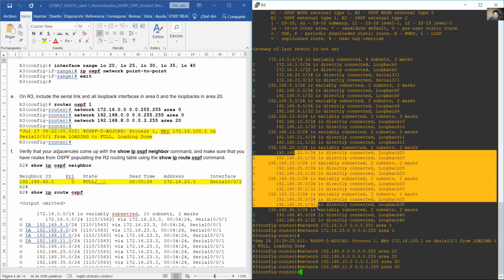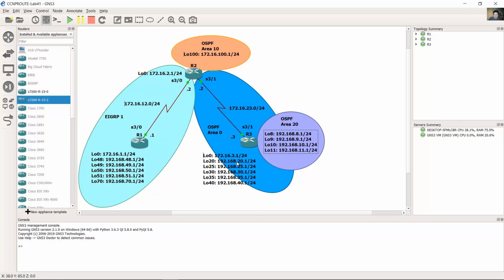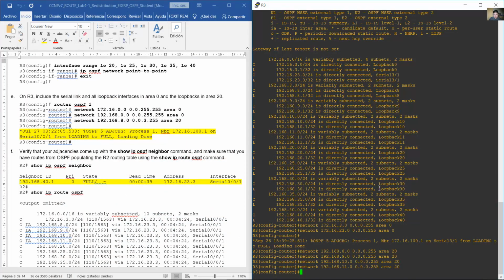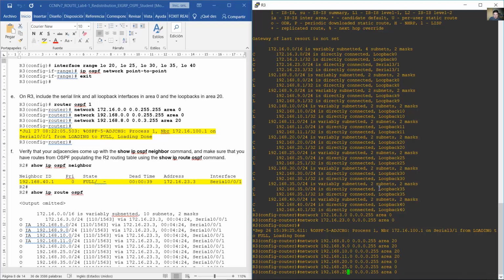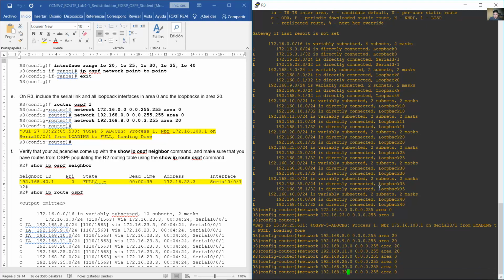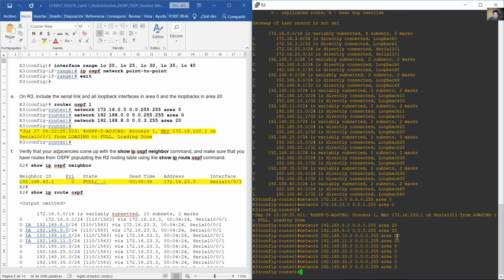20, 25, 30, 35, and 40 on area 0. 20, area 0; 25, area 0; 30, area 0; 35, area 0; and 40, area 0.